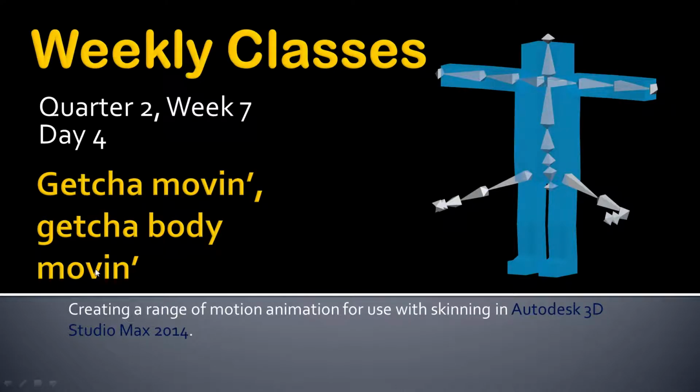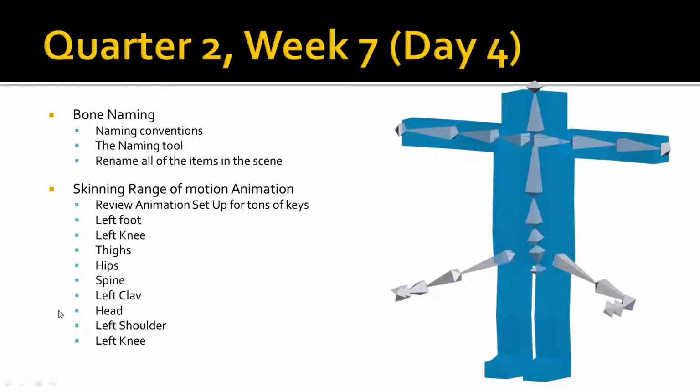Actually, we're not going to get your body moving. We're going to get your skeleton moving. Because what we need to do, well, we already did bone naming. So we talked about all that. Then next, we need to do our range of motion animation. Okay, so we're going to talk about how we do a bunch of animation for a bunch of different keys. And then we're actually going to do the entire left side. And then make sure the skinning is ready to go.